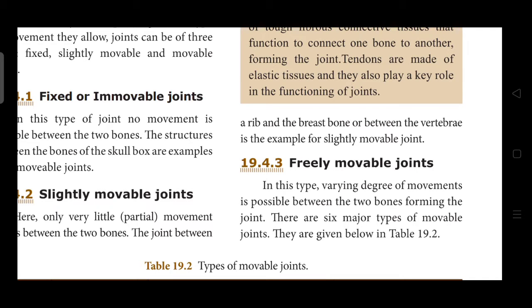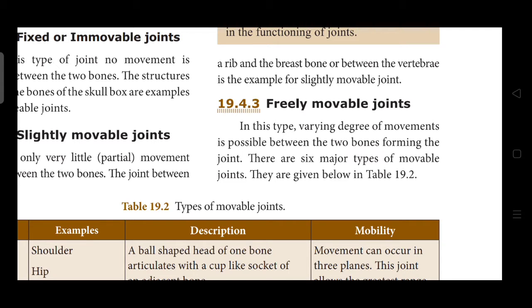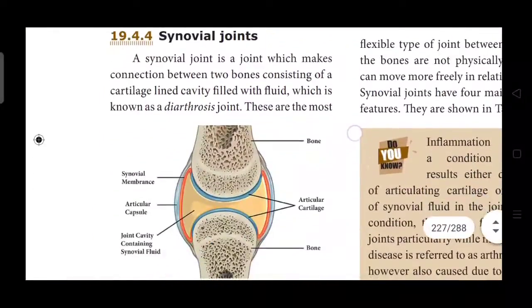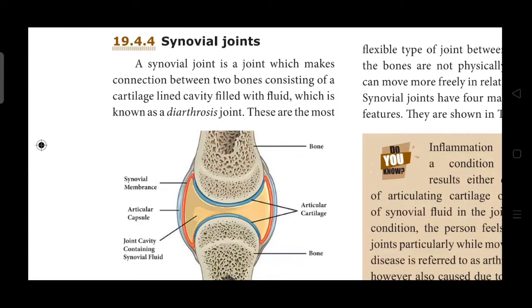So the next one is the freely movable joint. In this type, varying degrees of movement are possible between the two bones forming the joint. The freely movable joint comes in different kinds, and these give different kinds of movement. There are 6 major types of movable joints. The movable joint is also called the synovial joint. The freely movable joint is a synovial joint.